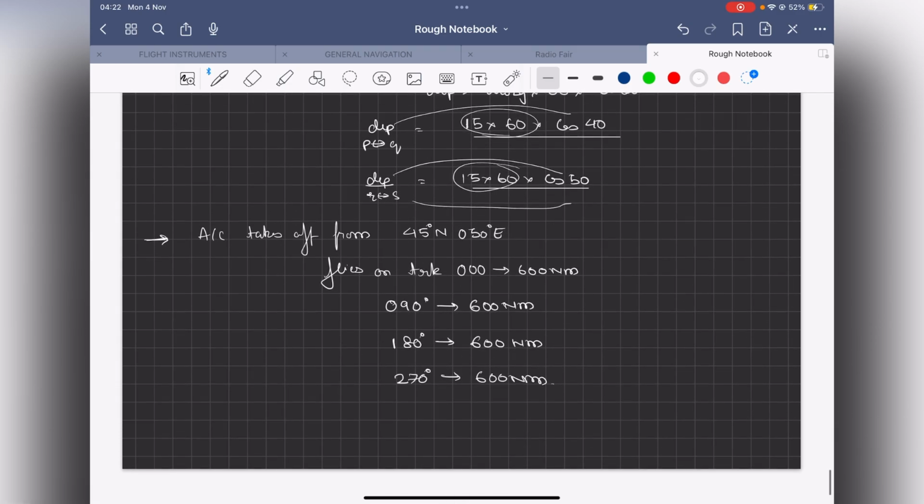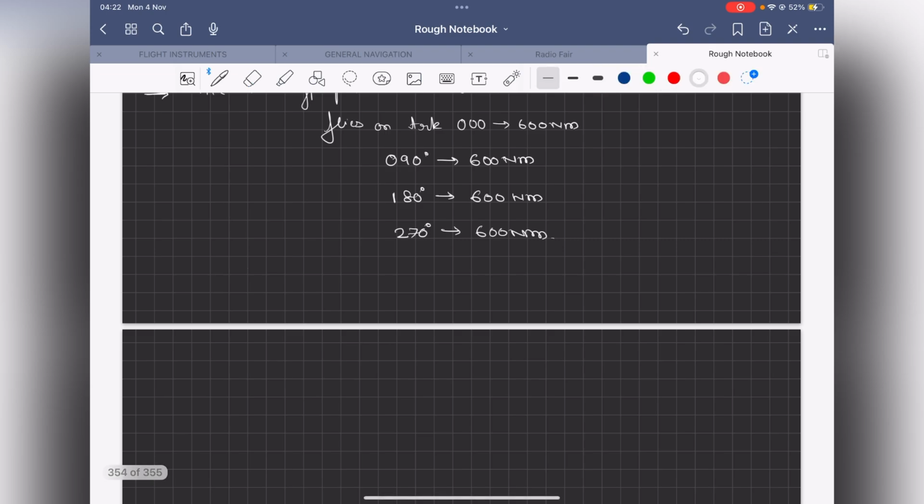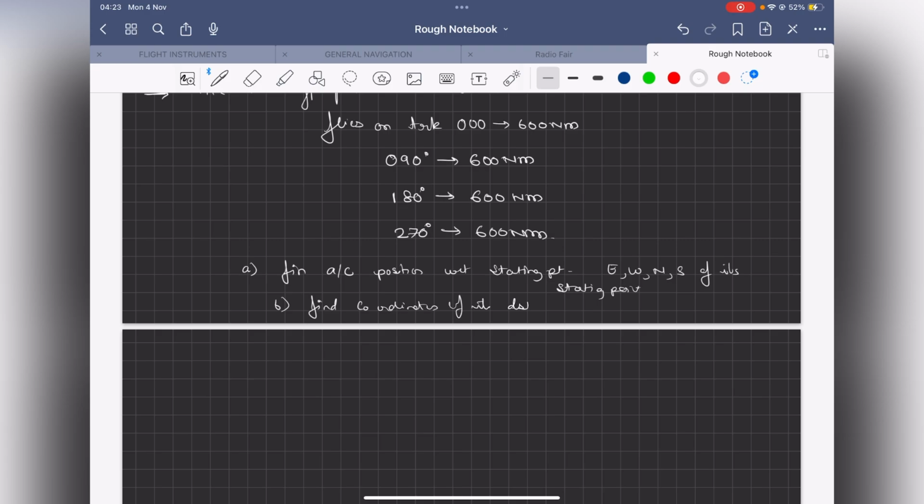The question is: A, find aircraft position with respect to starting point. Will it be east, west, north, south of its starting point? Then B, find coordinates of its destination.